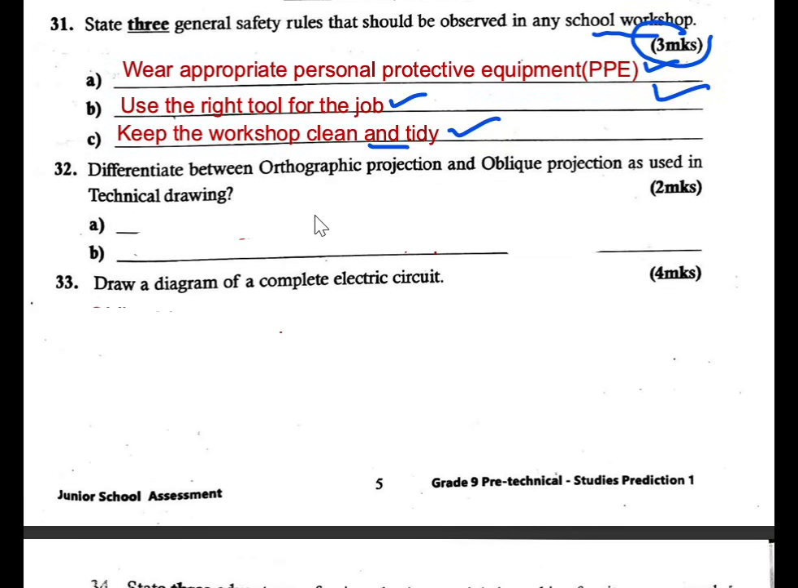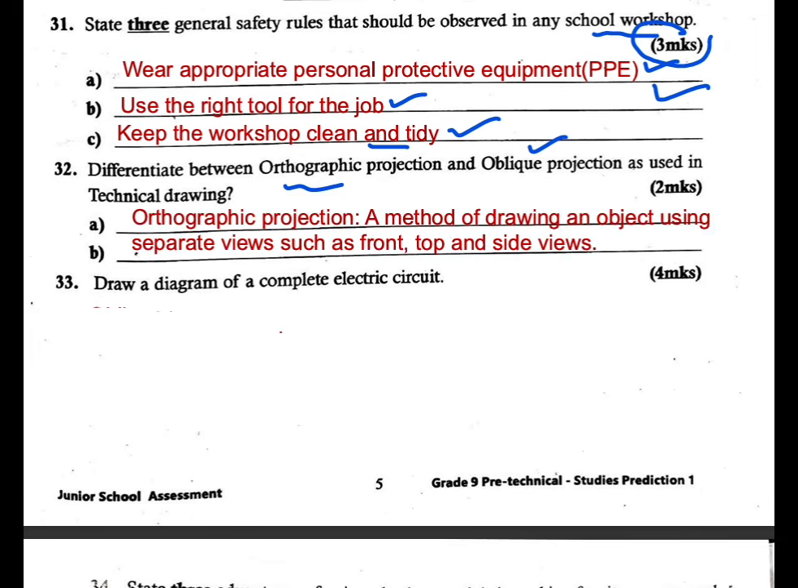Question number 32, we say this is about drawing. Differentiate between orthographic projection and oblique projection as used in technical drawing. So I know you know oblique. So what is orthographic projection? Orthographic projection is a method of drawing an object using separate views such as front, top, and side views. This is called orthographic. So we say that the lines are at right angles. The angle is 90. So you draw the front, maybe side and front. I'm going to show you some pictures so you understand.